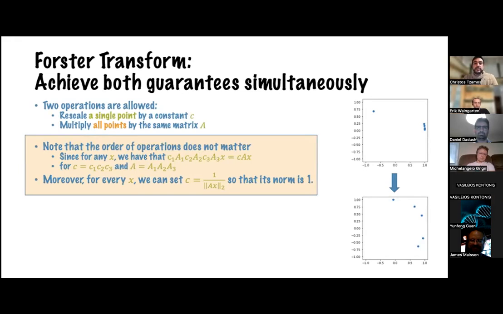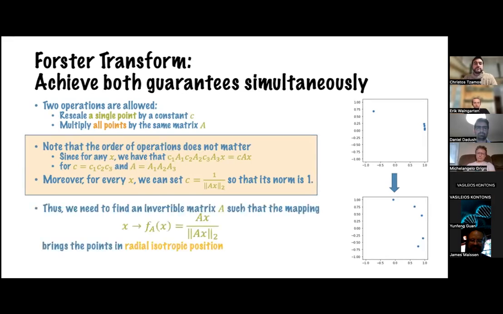So really what I'm trying to find is one invertible matrix A, so that if I map X to A times X and then normalize it to have norm one, then all the points are in a radial isotropic position, as I said before.